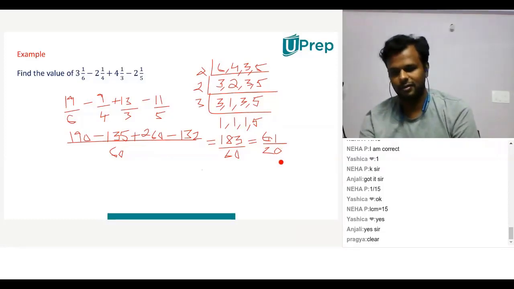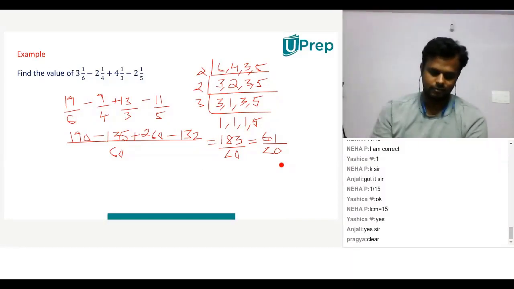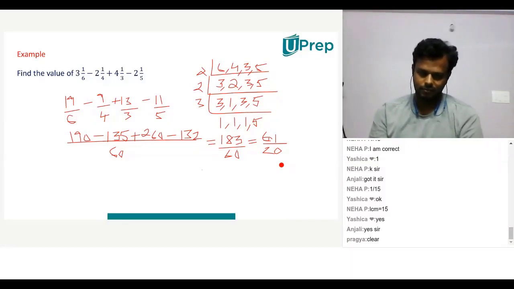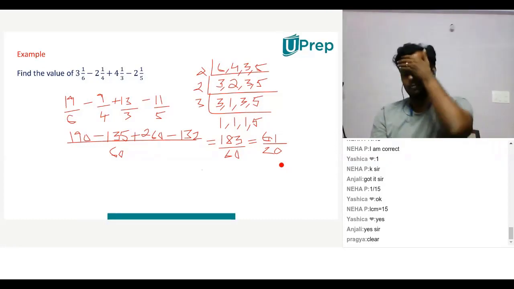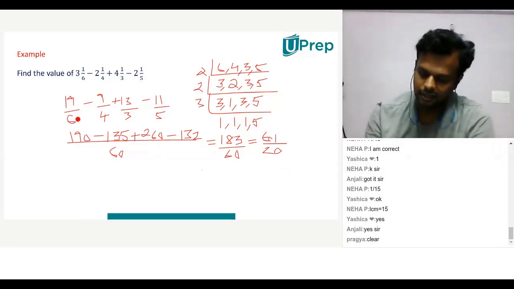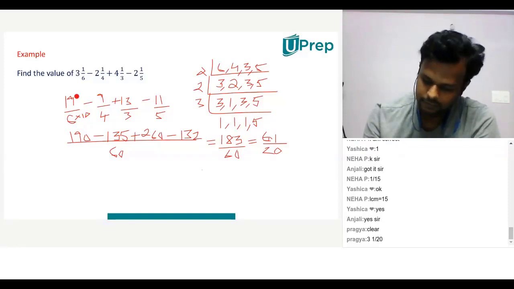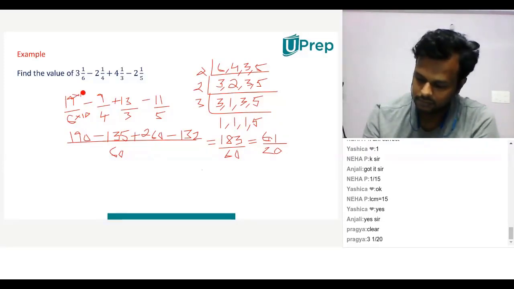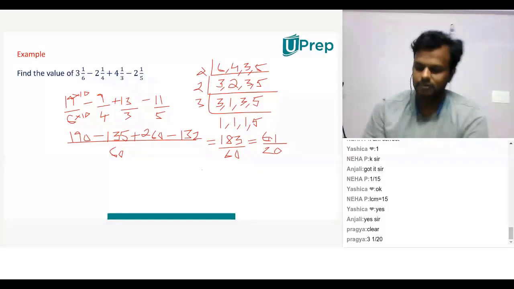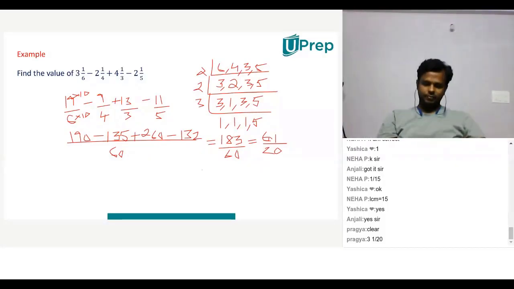Sir, I have a doubt. I got everything, but you wrote this 190, 135 to 60 and all. How do you get it? See, here I have 6 in the denominator. If I have to make this as 60, now what I have to do here? 10. Okay, sir, I got it. You multiplied both the denominator and the numerator. Correct. Very good, Pragya, very good.